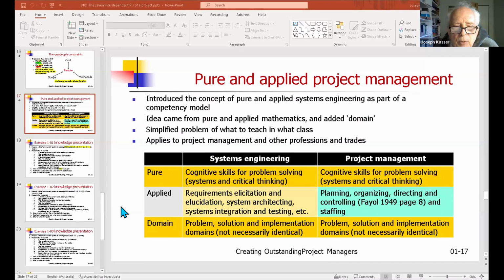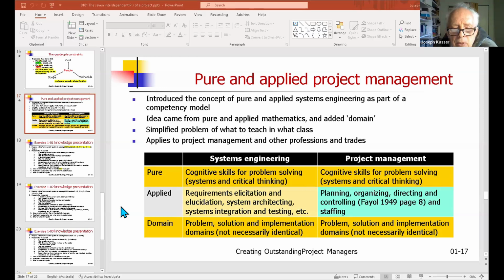And so I gave up trying to find a body of knowledge because it would cover systems engineering, software engineering, project management, testing, and so on. And it was only about 10 years later that I developed a different concept, and I'll share that. I developed the concept of pure and applied systems engineering. It came from the idea of pure and applied mathematics, and I added the domain, and it simplified what to teach in the class, because what I would teach would be pure systems engineering and applied systems engineering, and I could leave the domain out of it completely.